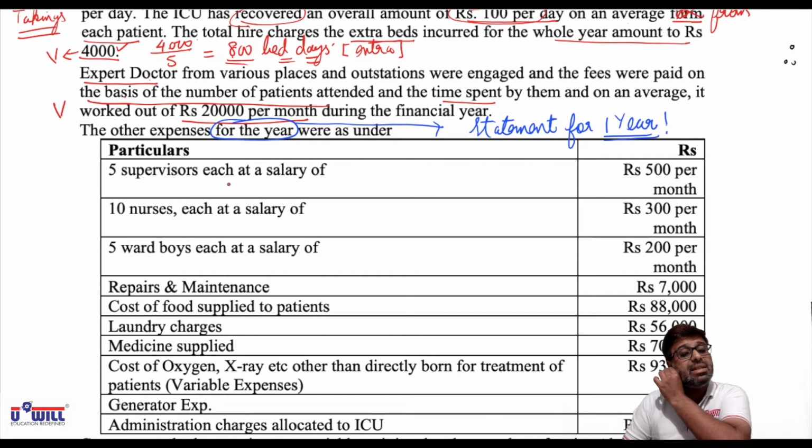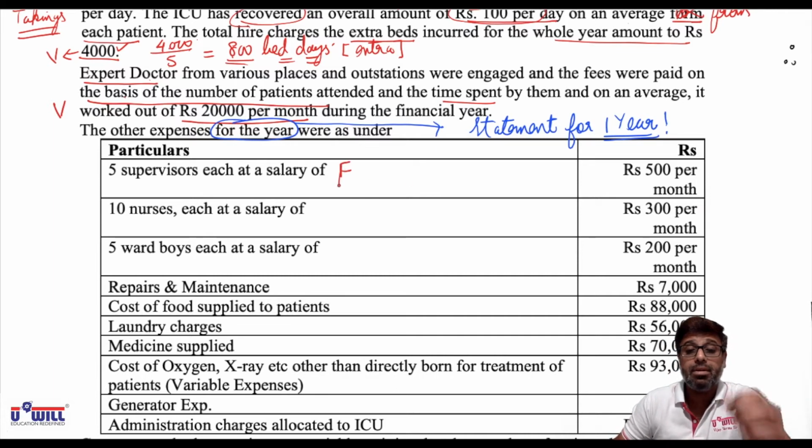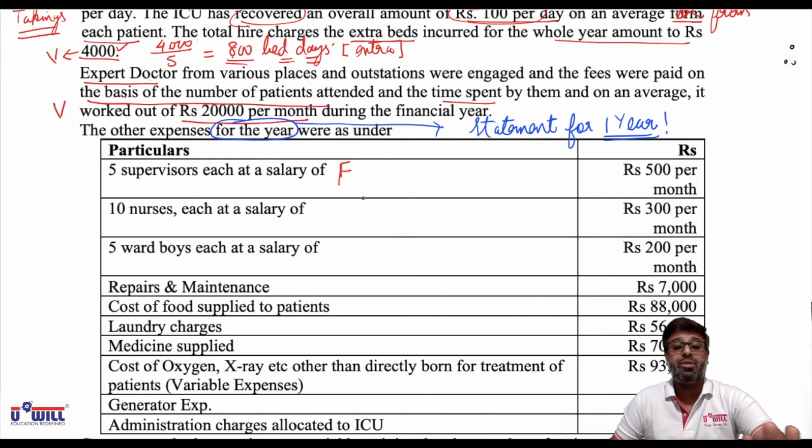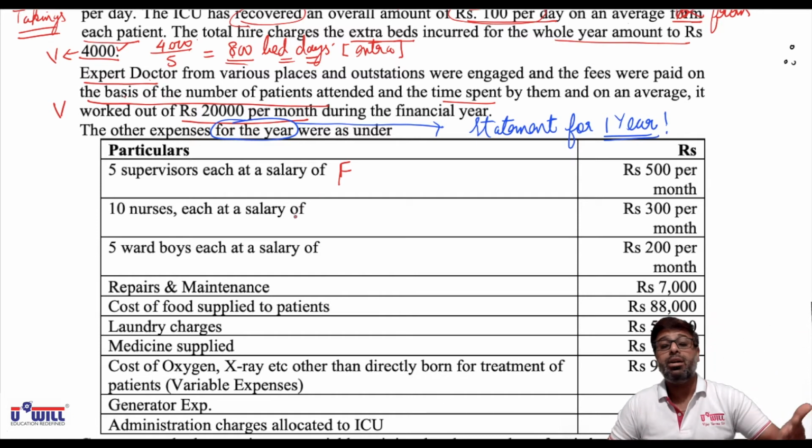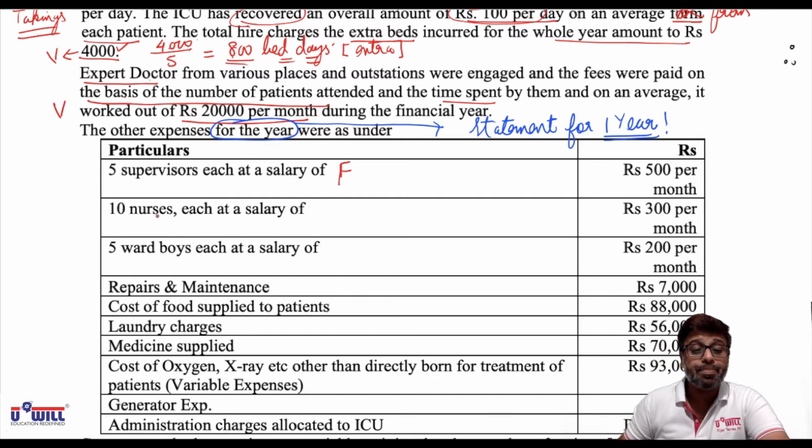5 supervisors, each at a salary of 500 per month, were employed. So this is a fixed cost. Supervisors are to be kept every time, whether patients are there or not. You have to hire a supervisor and keep them in the hospital. When the patient comes, you will not run to find a supervisor for that patient. 10 nurses, each at a salary of 300 per month, will also be fixed cost.